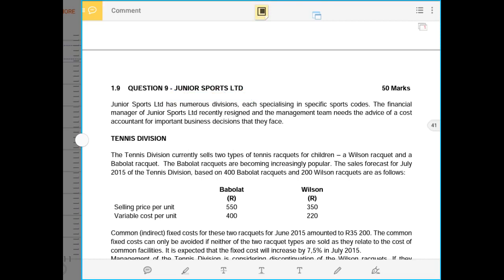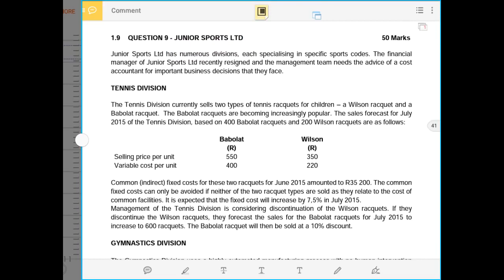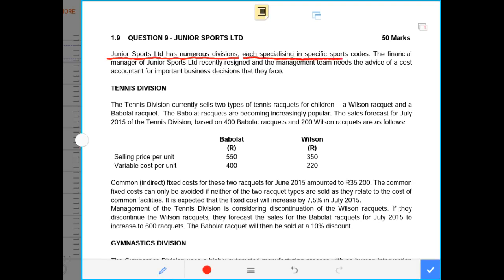And a question when structured in division, honestly, it becomes very easy to respond, or it's well structured to analyze for students. They say Junior Sports LTD has numerous divisions, and we have already seen that there are numerous divisions, each specializing in specific sports codes. The financial manager of Junior Sports LTD recently resigned, and the management team needs the advice of the cost accountant for important business decisions that they face.